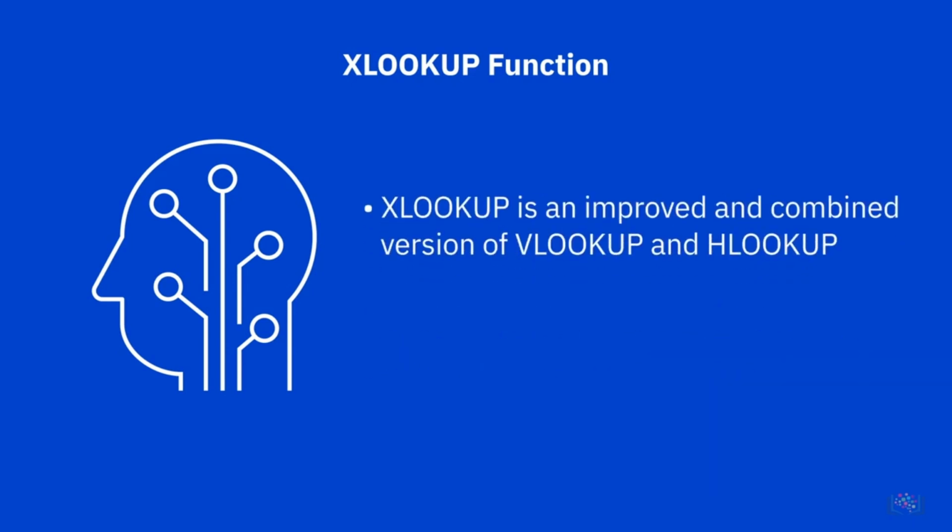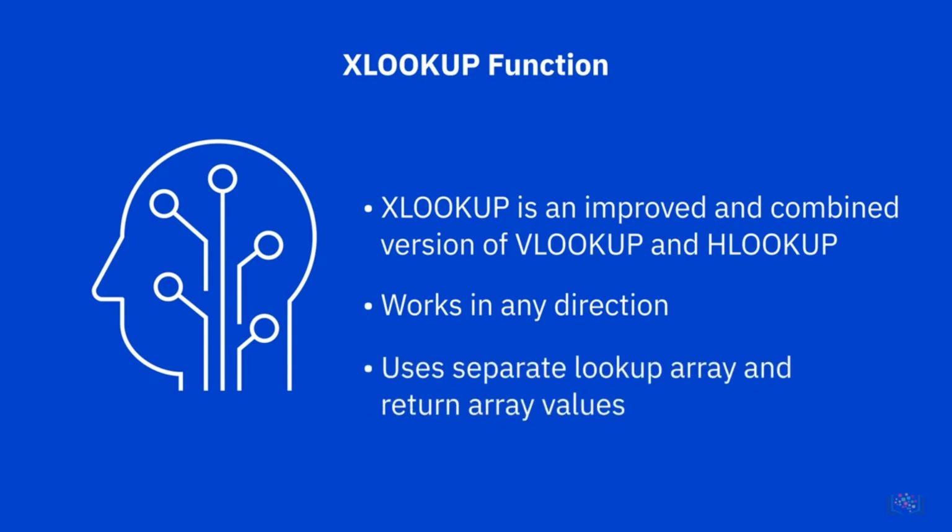XLOOKUP is an improved and combined version of VLOOKUP and HLOOKUP together. It can work in any direction, vertically or horizontally. It also uses separate lookup array and return array values, instead of a single table array and a column or row index number.